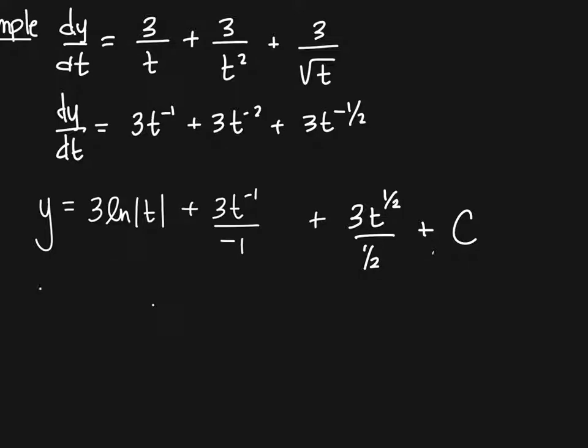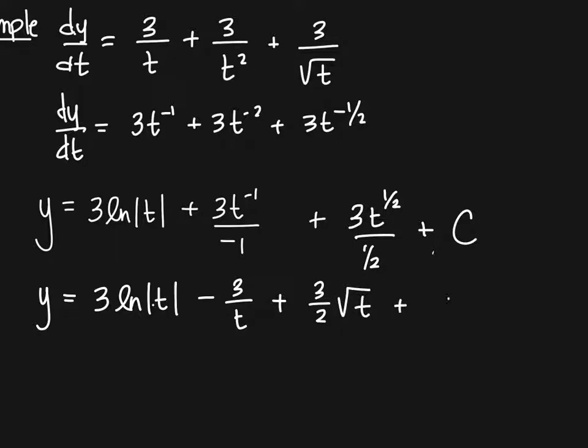So now we clean this up. So we'll have 3 times the natural log of the absolute value of t minus 3 over the fraction t plus 3/2 times the square root of t plus c. Oh, no, wait. It's not 3 divided by 2. What is it? 6. Thank you. I forgot to multiply by the reciprocal.